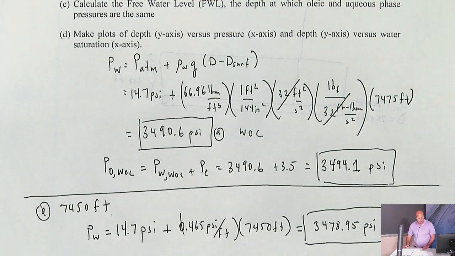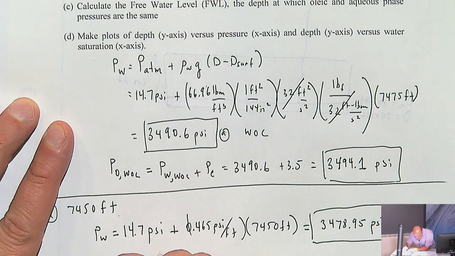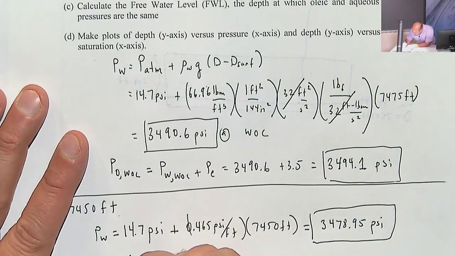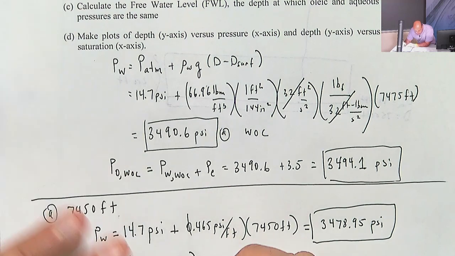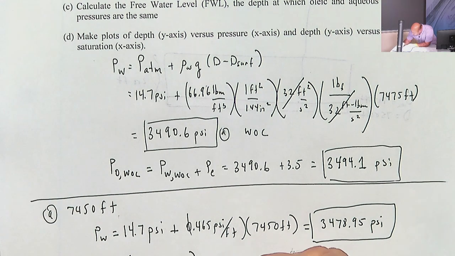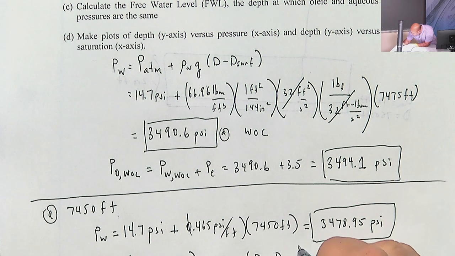Good. Okay. Now the oil pressure is a little bit more challenging because the water pressure has got this constant water all the way from the surface, but the oil is not like that. We've got to sort of work backwards. We start at the water oil contact line, and you could say that the pressure of the oil is equal to the pressure at the water oil contact line plus the capillary entry pressure, which is 3.5, plus rho_o g times D minus D water oil contact.